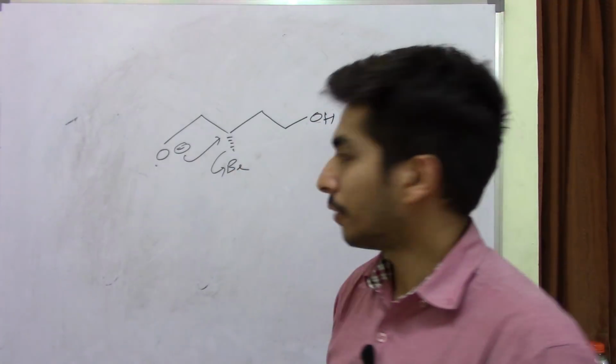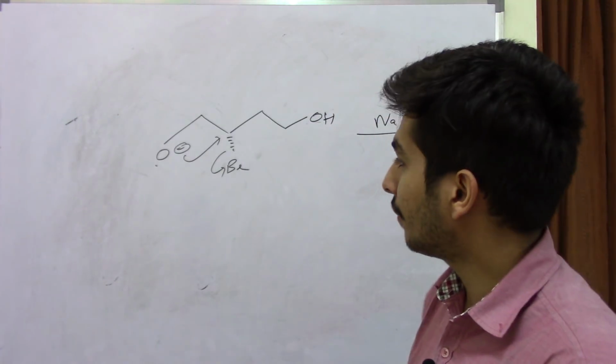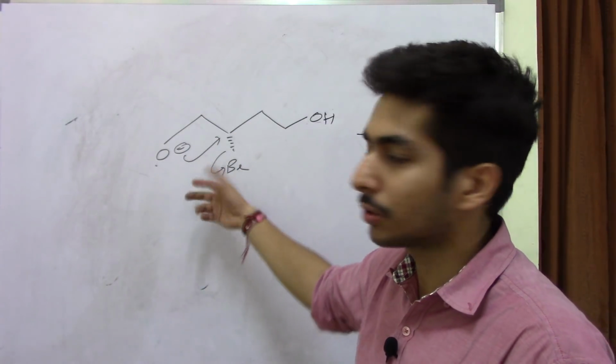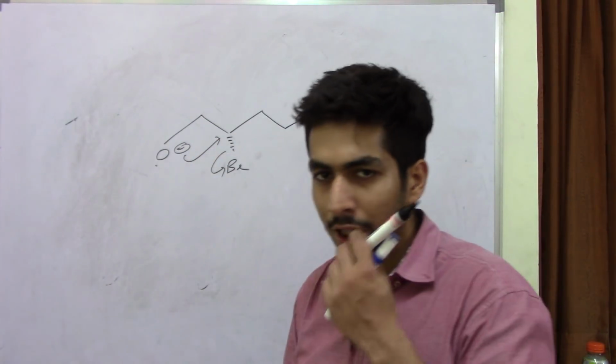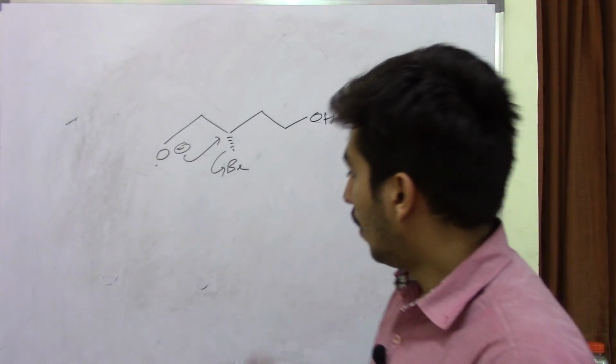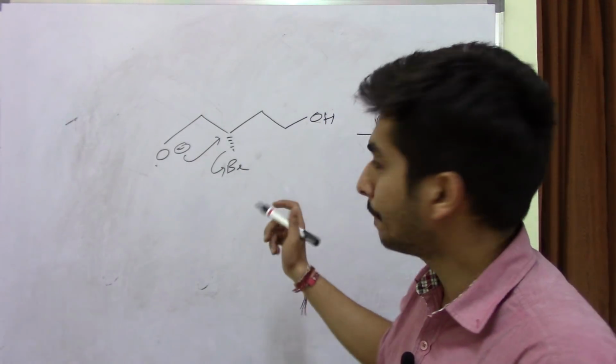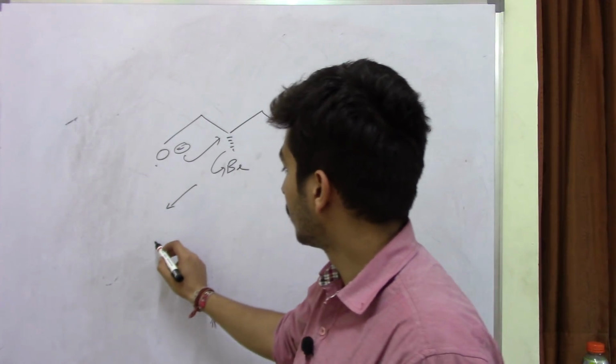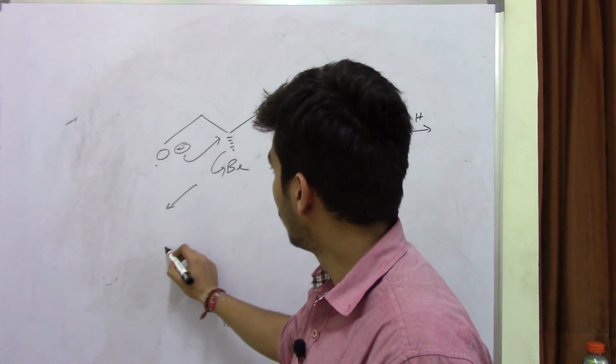So it will attack this carbon over here and bromine will leave, and the attack of this O minus will be from above the plane, because this bromine is present below the plane. So the attack of this O minus will be like an SN2 reaction. It will attack from the opposite plane, and the product that will be formed will be basically a three-membered ring.